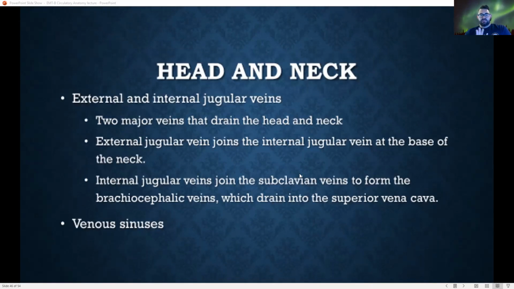Head and neck, we got the external and internal jugular veins. The two major veins that drain the head and neck. And then we got the external jugular vein that joins at the internal jugular vein at the base of the neck. So these guys are doing what? They're draining who? The head, the neck, all this is being drained by the jugular veins. Okay.